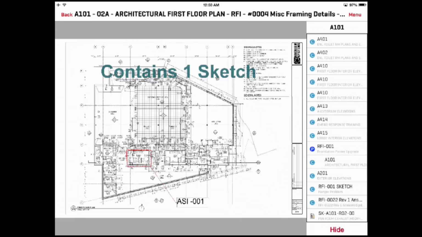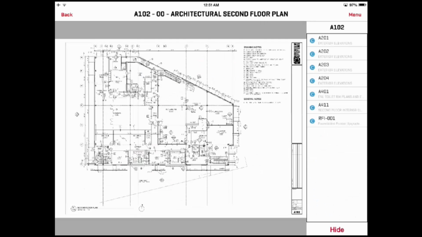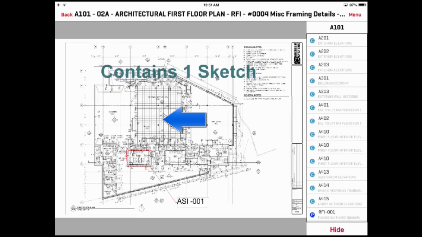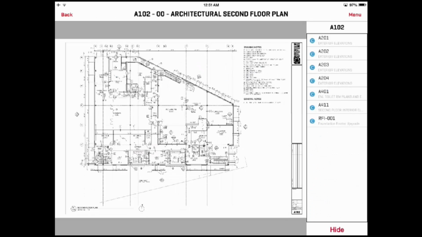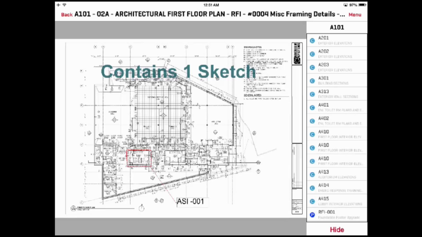If you'd like to view the next document in the folder, you can swipe the screen to the left and the next drawing will be displayed. You can swipe to the right to see the previous drawing. However, you must be displaying the entire document to be able to navigate to the previous and next. Otherwise, the screen will simply pan around the selected document.